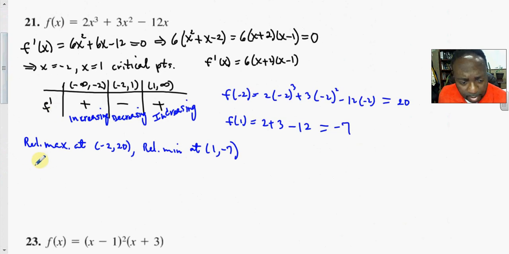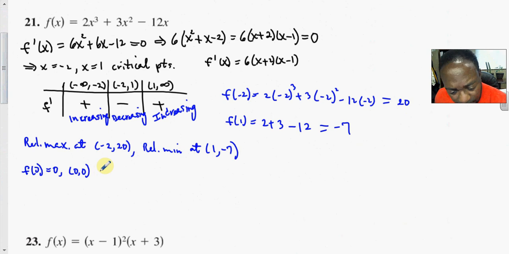Now, what might be helpful is to get an intercept. Here, when x is 0, we get 0 for y. So 0 comma 0 is an x and y intercept, so we just say it's an intercept. We could get another one, but if it's too difficult to get an intercept, then I'll try to avoid it at all costs. Now let's see what we have.